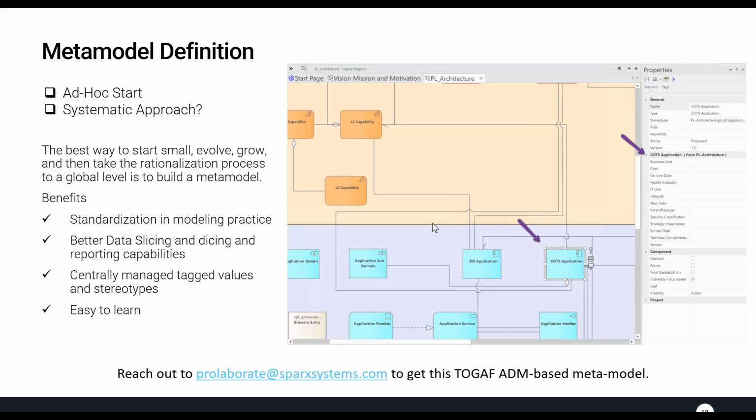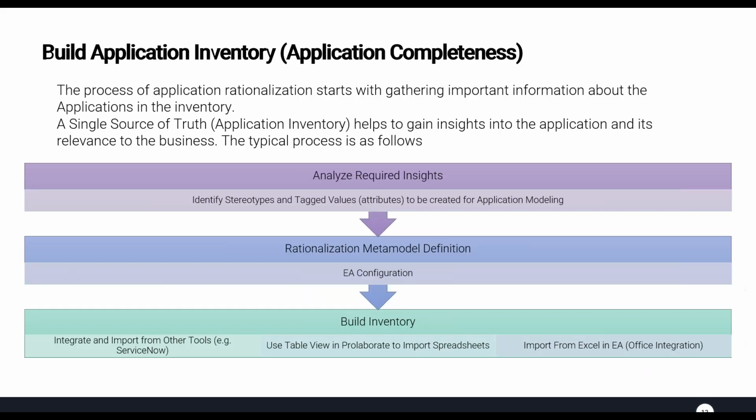So a meta model definition, in my opinion, is one of the first steps that we need to do. And using that as a starting point, we then go ahead and do the necessary configuration in EA to help us build this inventory.